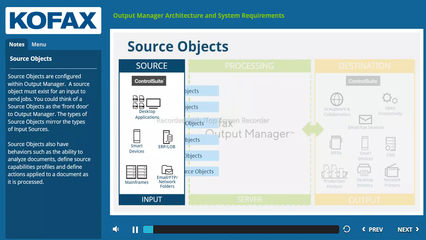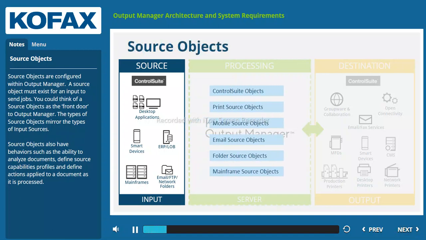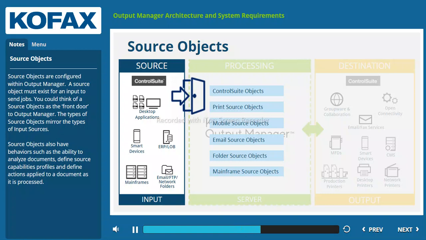Source objects are configured within Output Manager. A source object must exist for an input to send jobs. You could think of a source object as the front door to Output Manager. The types of source objects mirror the types of input sources. Source objects also have behaviors such as the ability to analyze documents, define source capabilities profiles, and define actions applied to a document as it is processed.